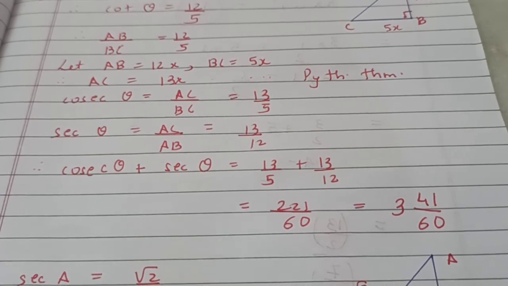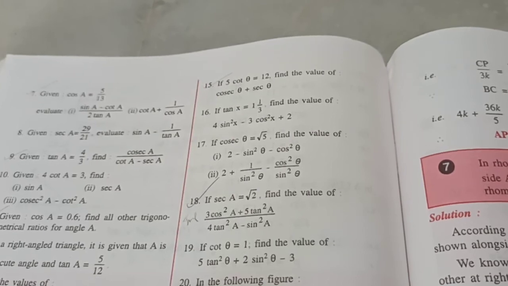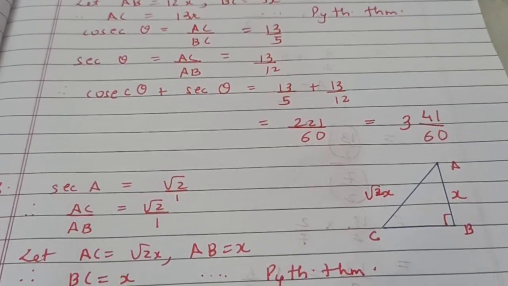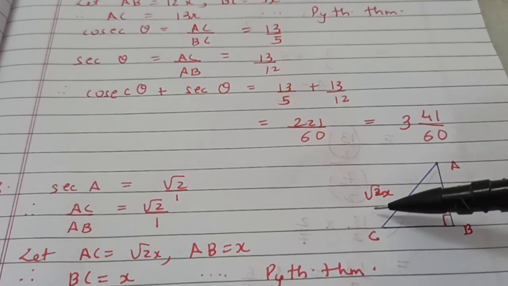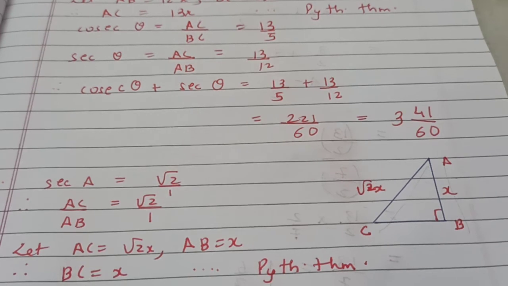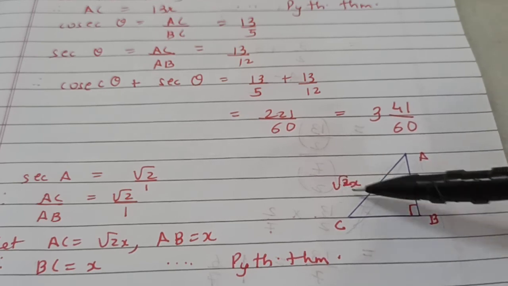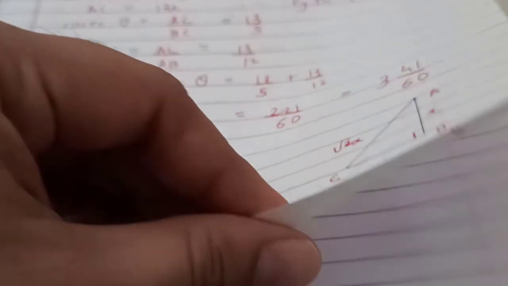And finally the 18th sum, which is again important, although very easy. Sec A is given root 2 upon 1. So using that ratio, draw a triangle. Sec means it's a reciprocal of cos. So that would become h upon A, hypotenuse upon adjacent. So the hypotenuse will be root 2x and adjacent will be x. So we'll have to use Pythagoras theorem here. And I know that if this is 1 and this is root 2, this also has to be 1. So 1x. But you can show the steps. And now we can find what is asked.